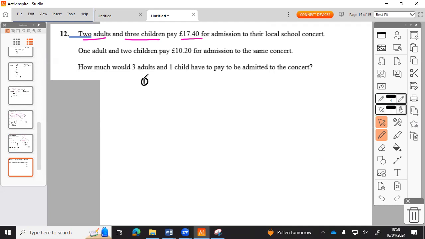So equation 1, 2 adults plus 3 children equal to 1740 pence. Equation 2, 1 adult plus 2 children, £10.20.